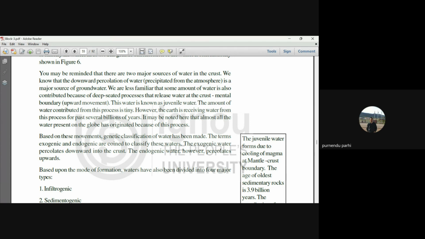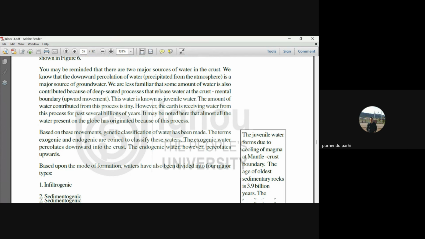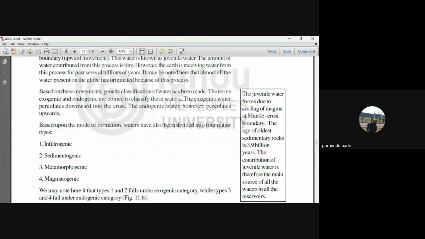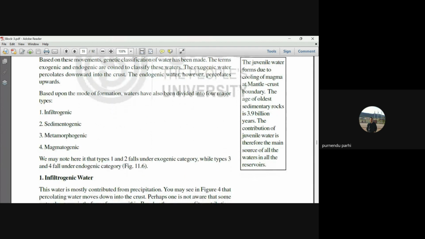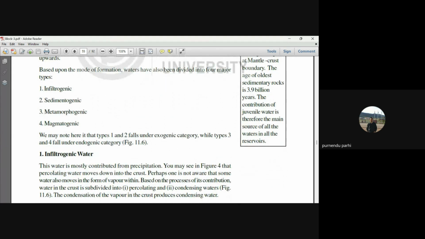Based upon the mode of formation, water has been divided into four major types, that is infiltrogenic, sedimentogenic, metamorphogenic, and magmatogenic. It may be noted here that type 1 and type 2 fall under the exogenic category, that is infiltrogenic and sedimentogenic, while type 3 and type 4 fall under the endogenic category, that is metamorphogenic and magmatogenic.